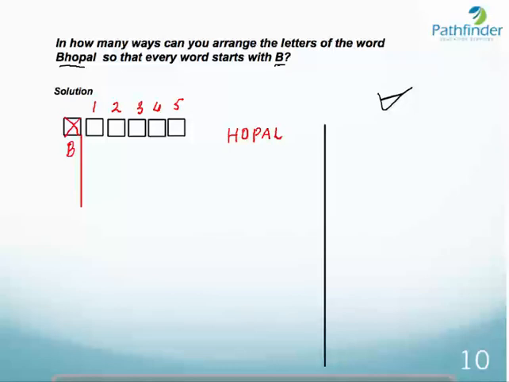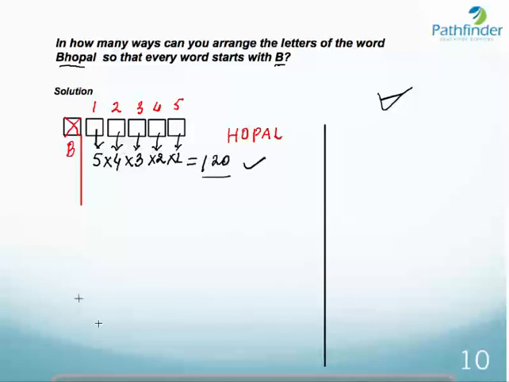So what happens now? The first seat can be allocated to any of the 5 letters. So we have 5 ways of filling this particular seat. Similarly, once this seat is occupied, we have 4 ways of filling the next seat. And then we have 3, 2, and 1 ways of filling seat number 3, 4, and 5. And because all the seats are required to be filled up, therefore, we have to multiply. And your answer is 5 into 4 into 3 into 2 into 1, that is 120 ways.